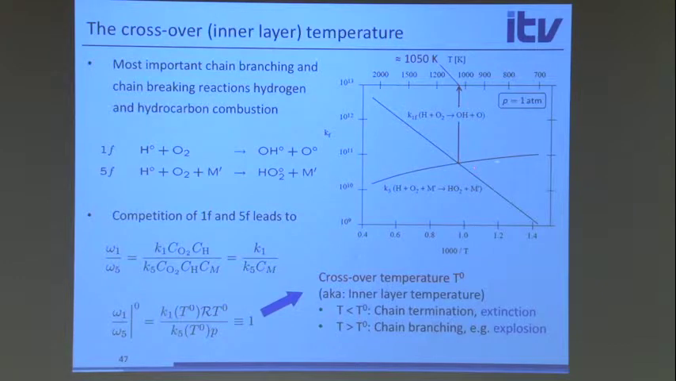This depends on the pressure. It's shown here graphically for 1 bar. This is the chain breaking reaction. This is the chain branching reaction. And you see that above about 1000 Kelvin, you get chain branching. Below 1000 Kelvin, you get chain breaking. This does not depend on the fuel. It doesn't depend on anything else than the pressure, really. I mean, this is for 1 bar.